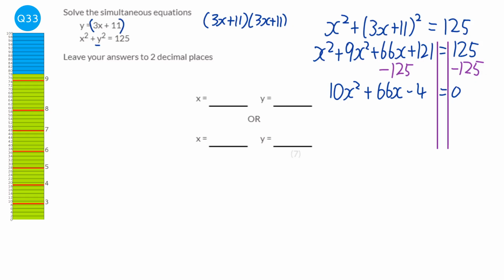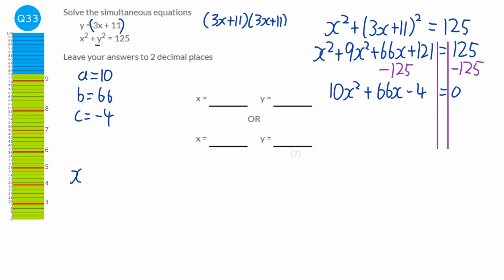Now it says it wants our answers to 2 decimal places, so chances are these won't factorise nicely, so we're going to be using the quadratic formula. And so we need to find out what a, b and c are. a is the number before the x squared, the coefficient of the x squared, which is 10. b is the coefficient of the x, which is 66. And c is the number on its own at the end, which is minus 4.